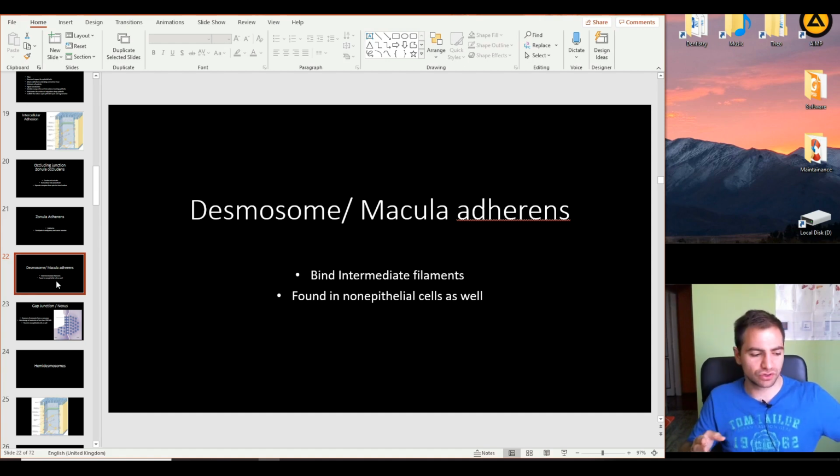We can find this structure not only in epithelia, but also in the heart and other structures as well. Typically, for example, in the cardiac muscle cell. We can find these desmosomes again in the cardiac muscle cells.